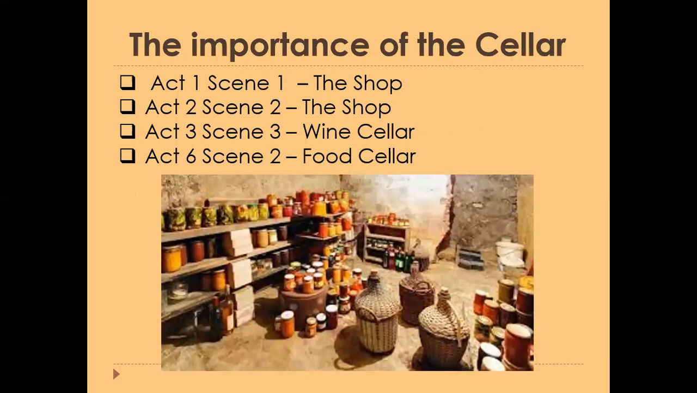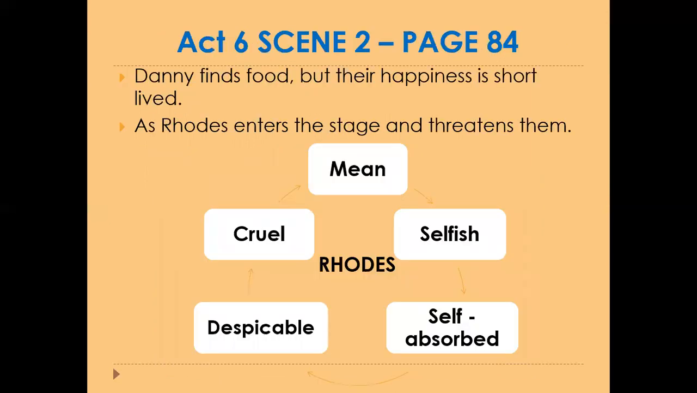It is full of cans of beans and a lot of other canned food. The three children are very happy on their discovery. But before Danny can share this good news with Kim and Ben, he realizes that they are in danger. Their happiness is short-lived as Rhodes enters the stage and threatens to kill all of them. He is mean and despicable, and we have seen him throughout the play as a cold-blooded murderer. He does not care about anyone, and the only thing he cares about is himself.